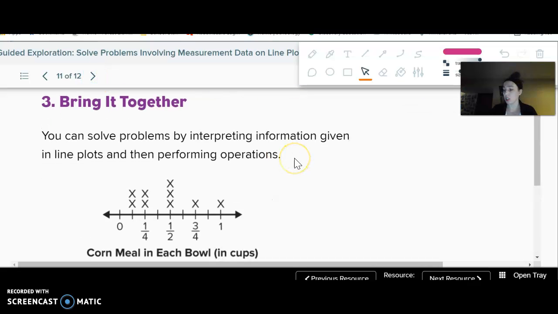So in your notes, there's some blanks, so I want you to fill those in. You can solve problems by interpreting information. That's the first blank. So interpreting information given in line plots, and then performing operations. So we're interpreting it, we're figuring out what it means, and then we're doing those operations, adding, subtracting, whatever it might be to help us find our answer.